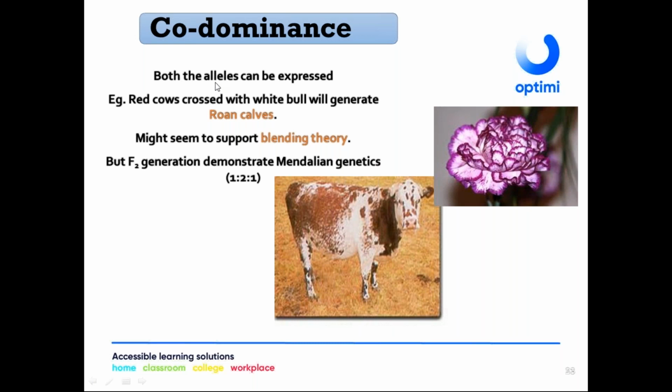Codominance: both the alleles can be expressed. For example, a red cow crossed with a white bull will generate roan calves. Both alleles of both parents are represented in the phenotype. As you can see, this calf has some red coating and some white coating as well. This plant also, this means that breeding was done between a purple flower and a white flower, but because they were both dominant, both these alleles are represented in the phenotype. You can see the traits of both the plants in the offspring. This is known as codominance.